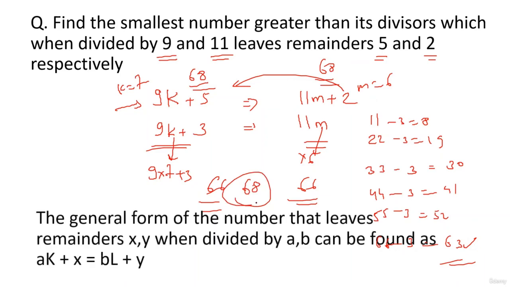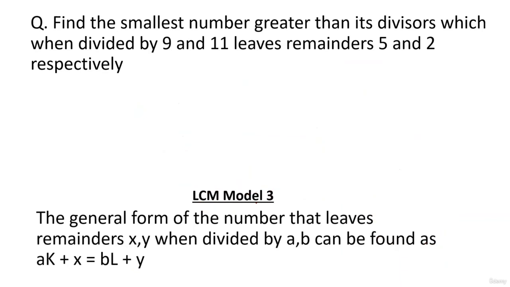Okay, and that's exactly what you mean by the LCM model 3, and that is the general form of the number that leaves remainders x and y when divided by a and b. It can be found as a multiple of a plus x, a multiple of b plus y, and you equate them. This is also called the Chinese remainder theorem, guys.